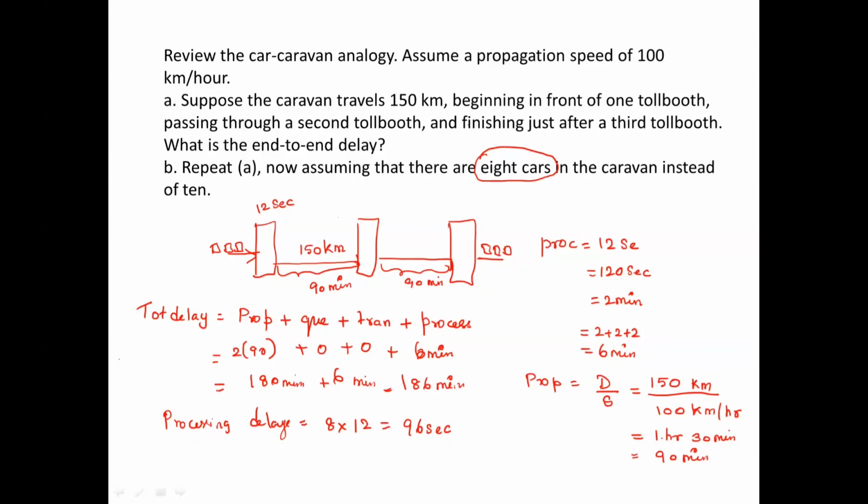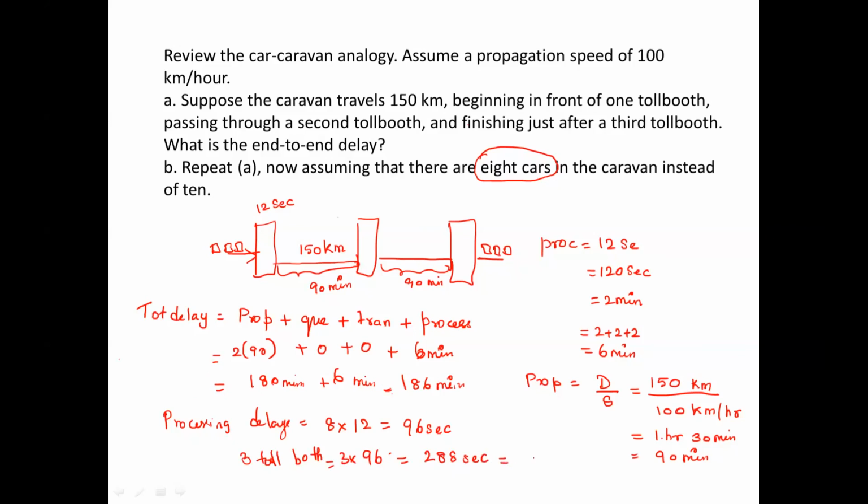Propagation delay is the same, right? 90 minutes. Now for 8 cars, it is 96 seconds. If it has to cross all the 3 toll booths, what is the value? 96 into 3, right? So that is equal to, yes, 288 seconds.